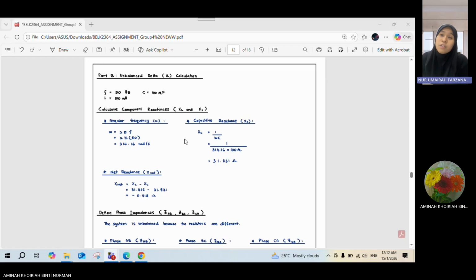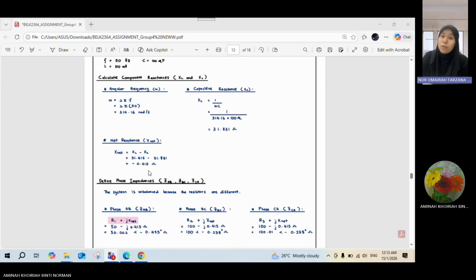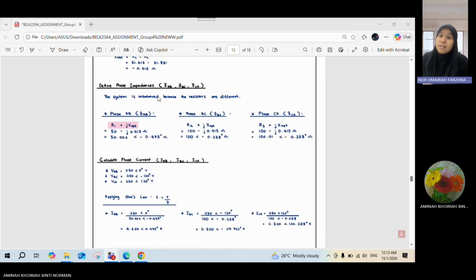So first, as usual, we find the component reactance, which is XL and XC. We got XC equals 31.831 ohm. For the angular frequency, we got 314.16, and for reactance we got 31.416 minus 31.831, which is negative 0.451 ohm. And then we find the impedance ZAB, ZBC, and ZCA. For each impedance, we got the values 50, 100, and 100.